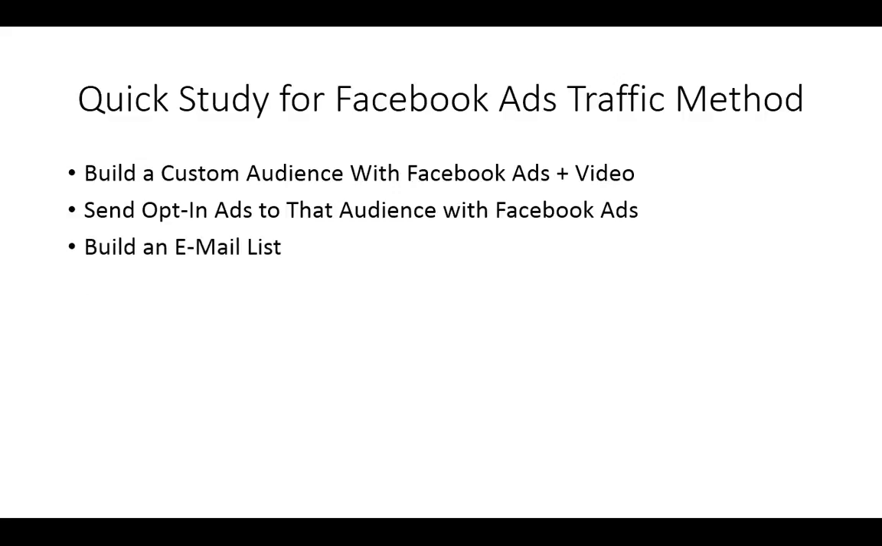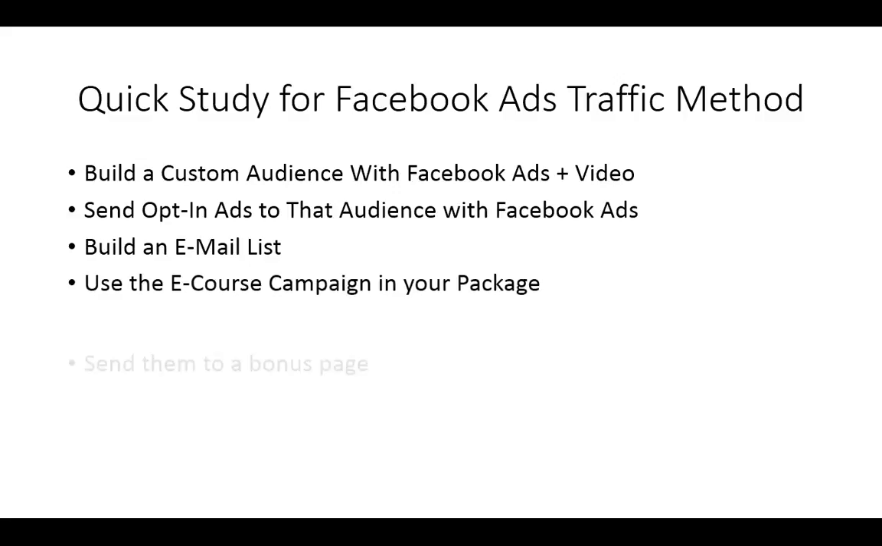So we're going to give them a bribe, an opt-in and the opportunity to opt in to get more information. We will have narrowed it down with a custom audience. We'll bring that audience to more Facebook ads, and then we use that audience to build an email list. Then we use the e-course campaign that's already inside of the package, and then we send them to a bonus page.